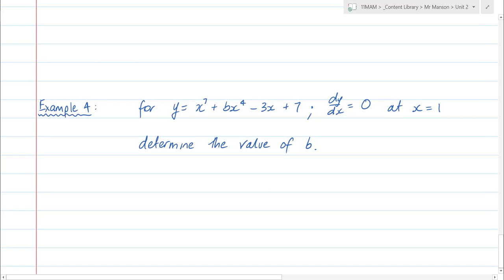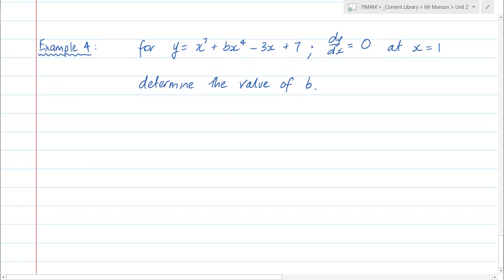And the last question, and this is also common. This is how we make this exercise hard. And it's not really that bad. So we're given a function y equals x to the power of 7 plus bx to the power of 4 minus 3x plus 7. So this b is our problem. But we're told that the gradient is 0 at x equals 1. So I'm going to go through and go, well, if I substitute 1 into the gradient function, it's equal to 0, and then I'll be able to solve that for b.